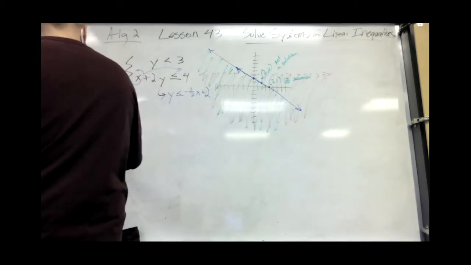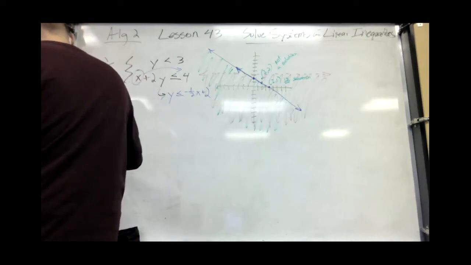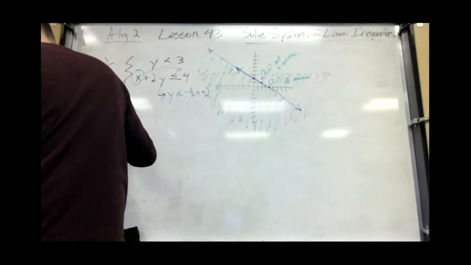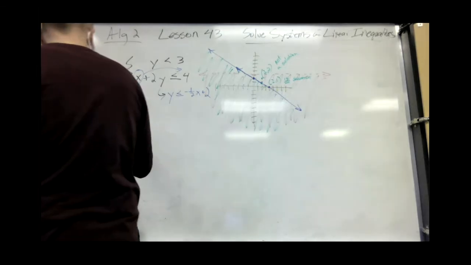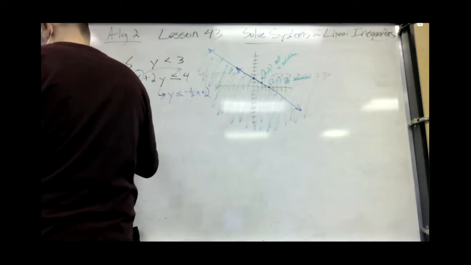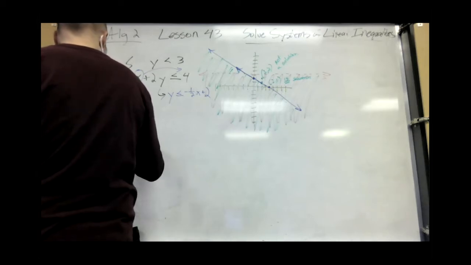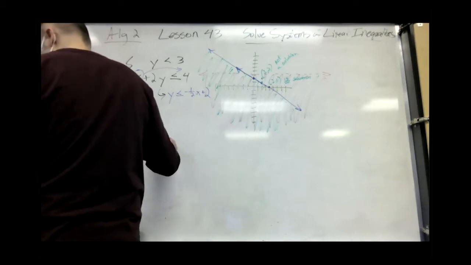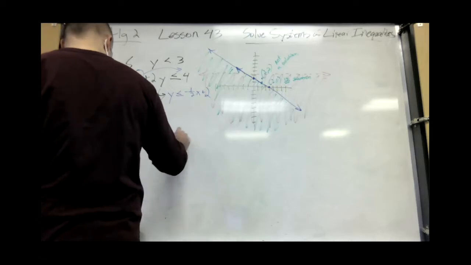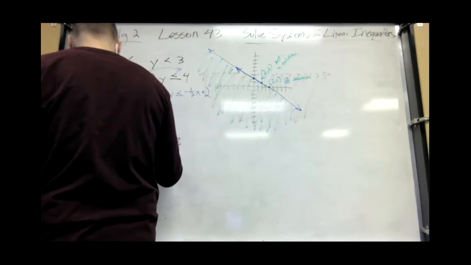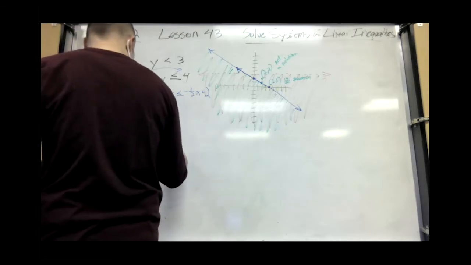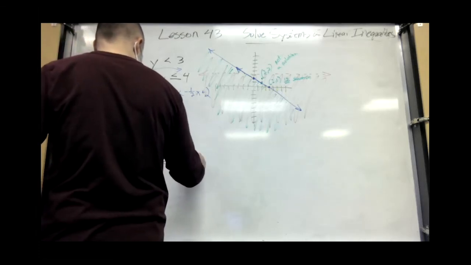So this is example 2. A, we're going to graph the system of linear inequalities and describe the solution set. Okay, here's the system of linear inequalities. 3x minus 4y is greater than 8. And then another equation, y is greater than or equal to 3/4 x plus 1.